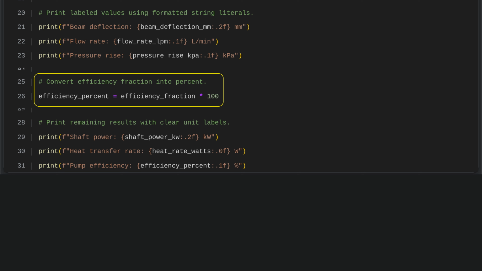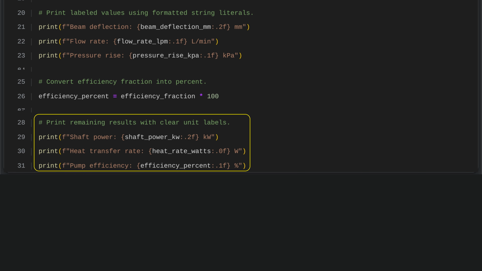To express efficiency as a percentage, multiply the decimal efficiency value by 100. This converts the fractional form into a percentage, making performance easier to understand and compare. The output presents 3 key results with appropriate formatting: shaft power in kilowatts to 2 decimal places, heat transfer rate in watts rounded to the nearest whole number, and pump efficiency as a percentage to 1 decimal place. This keeps the values clear, precise enough, and easy to read.